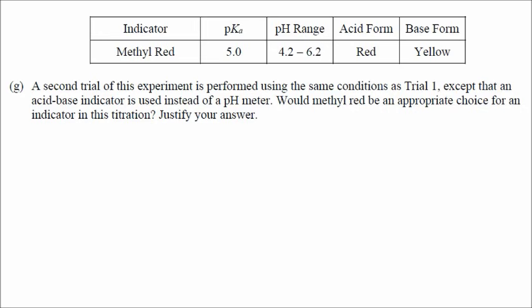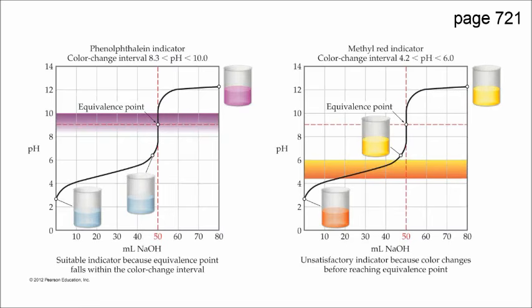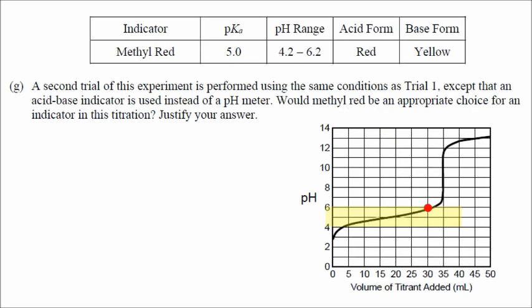All right, is methyl red going to be a good indicator for this titration? Well, recall, this is back on page 721 in your book, that when you have a weak acid with a strong base and you get a pH higher than 7 at the equivalence point, phenolphthalein is good, which changes color somewhere around 8 to 10. But methyl red is bad because it changes color roughly around 4 to 6, and you would stop your titration before reaching the equivalence point. You would stop too soon.